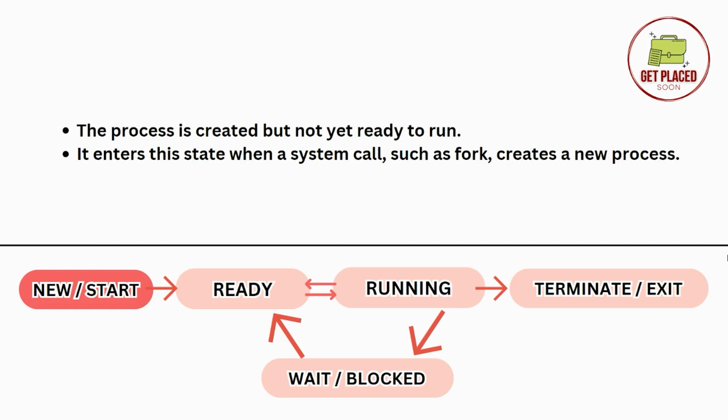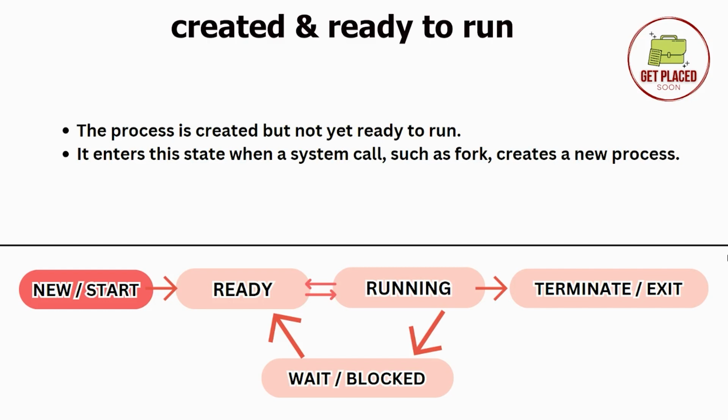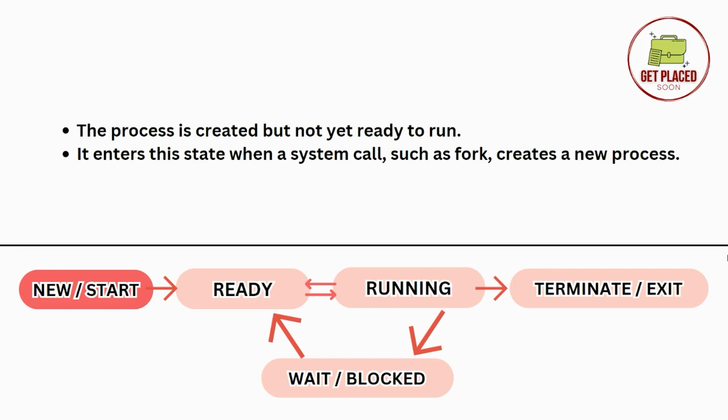To enter this initial state, a system call such as fork arrives, and then the process enters this state. In this state, it is created and it will be ready to run, and this state is in the secondary memory. When the OS retrieves a program from secondary memory, it will move to the ready state.